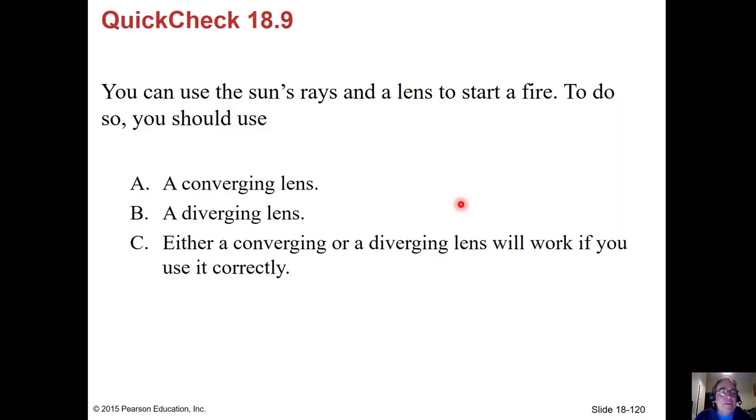Okay, you can use the sun's rays and lens to start a fire. Which one would you have to use? Well, you have to use a converging lens. This is the only one that actually brings the rays together at a point. Okay, so you'd have to use a converging lens for that. Converging lenses are pretty versatile, actually. You could form either type of image, so you could have the rays actually come together, or you could also use it as a magnifying glass. We saw in that case inside the focal length, we formed a virtual image. Okay.